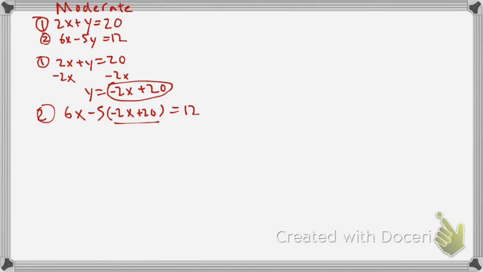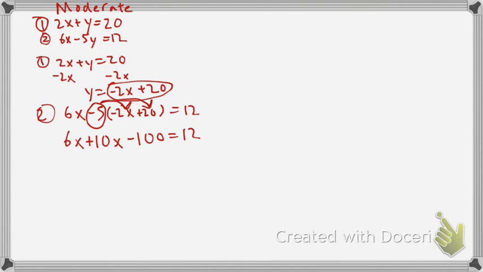I can't do anything inside the parentheses. There's no powers or exponents, but there is multiplication. I'm going to distribute this negative 5. Right, so it'll be 6x. Negative 5 times negative 2x is going to be positive 10x. Negative 5 times 20 is going to be negative 100, equals 12.